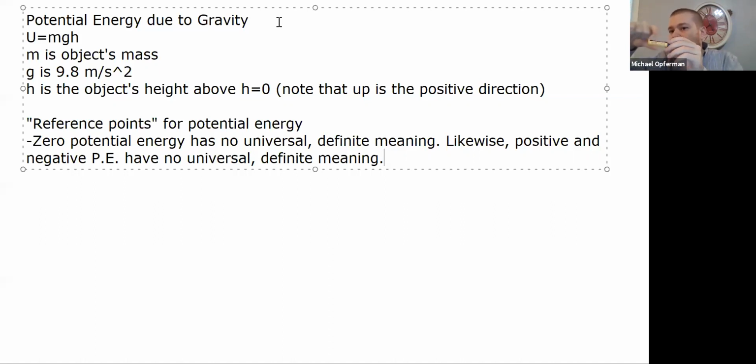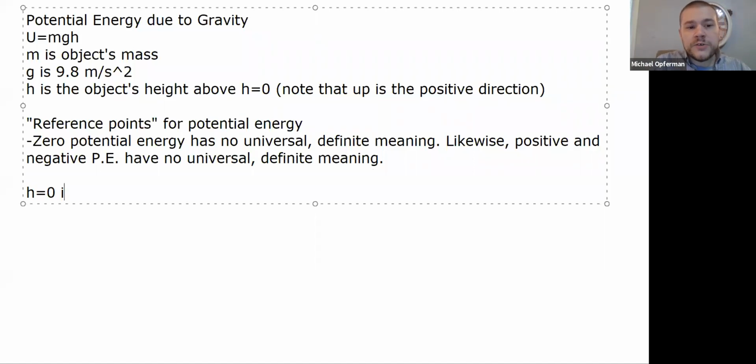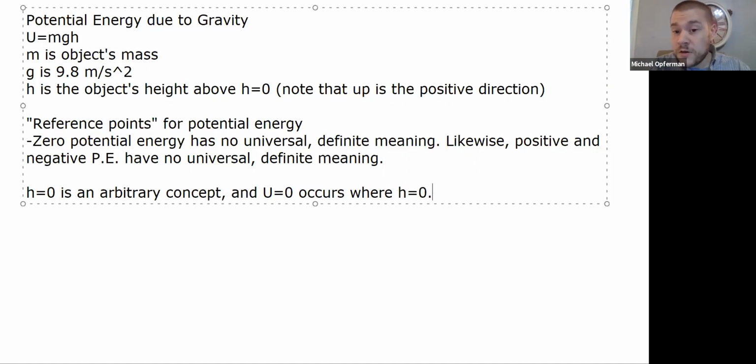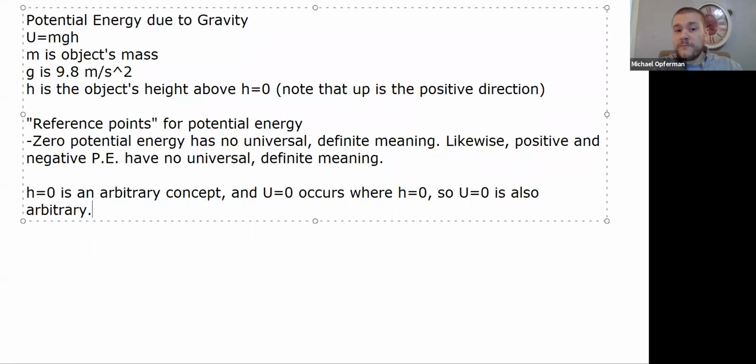But guess what? I'm actually not sitting at ground level right now. I'm actually one floor above the ground. So actually the height above ground level is pretty high. So it's arbitrary in that sense what you think of as being h equals 0. Okay, so h equals 0 is an arbitrary concept, and U equals 0 occurs where h equals 0. So U equals 0 is also arbitrary. It doesn't have any specific meaning.